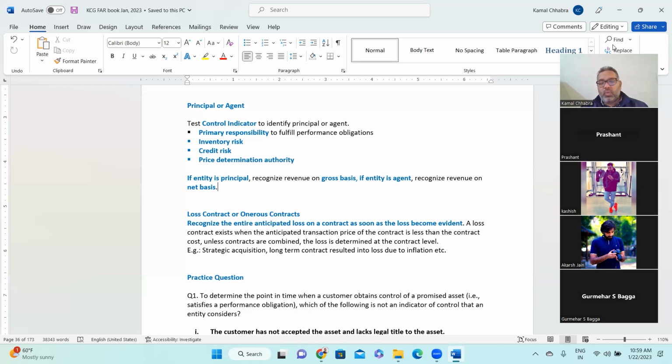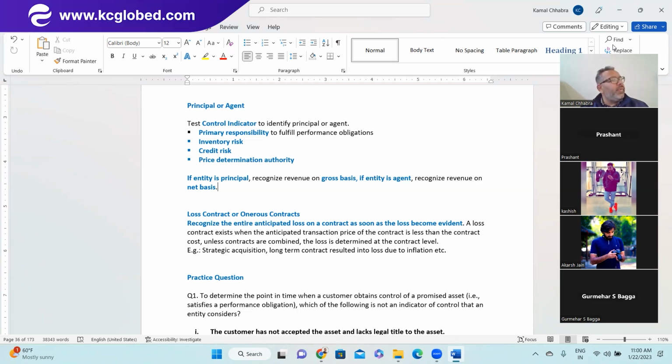Who has the control, right? The person who has the control is considered the principal, and the person who does not have control is considered the agent, right? So what are the control indicators which we need to evaluate to identify whether a person is a principal or an agent? The first one is primary responsibility to fulfill the performance obligation, right?